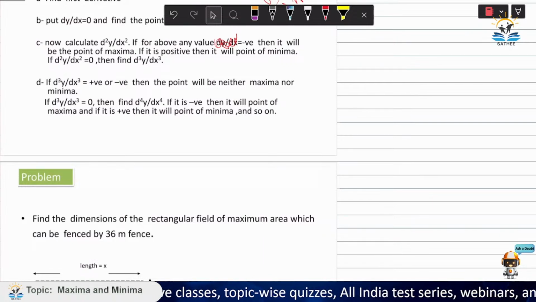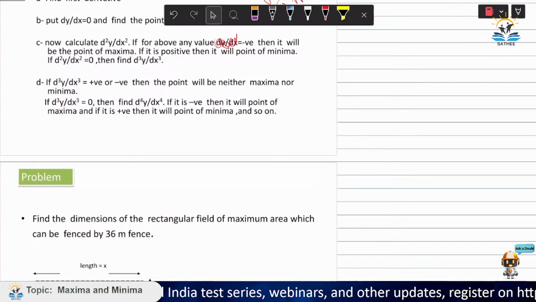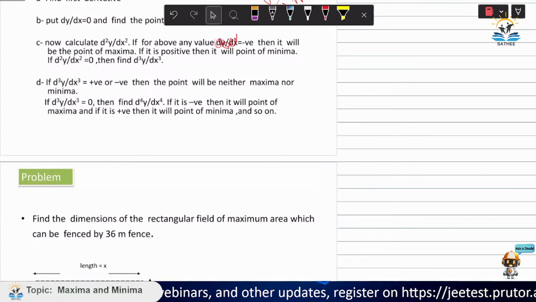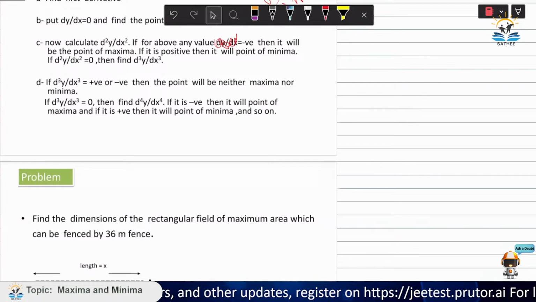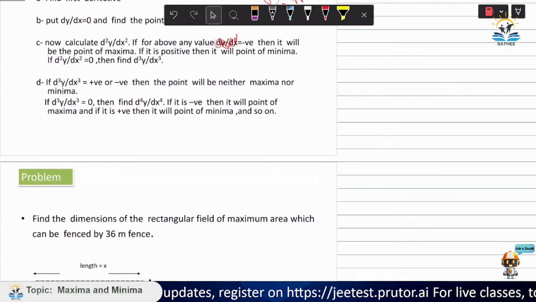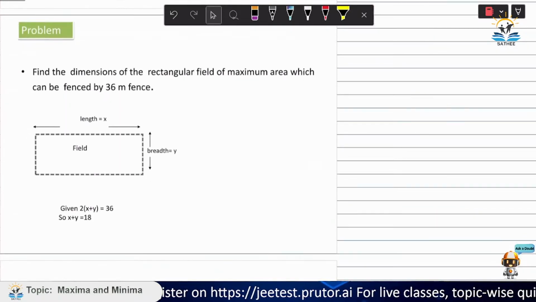If the third differentiation is positive or negative, the point would not be maxima or minima, it is not a condition that can give you an absolute answer. But if our third derivative is 0, then there is a possibility that the point can be a maxima or minima. So we check the fourth derivative. If the fourth derivative is negative, then the point is maxima. If the fourth derivative is positive, then the point is minima.